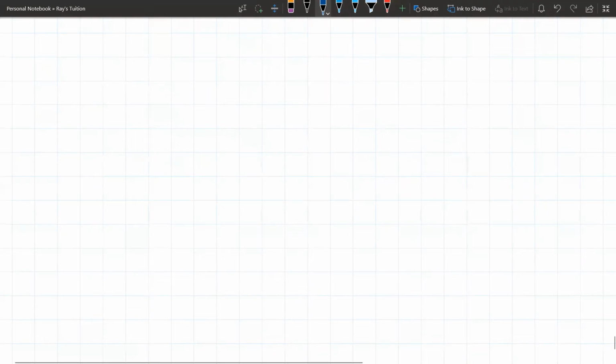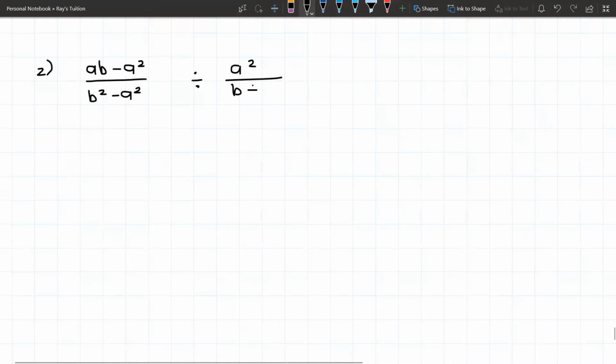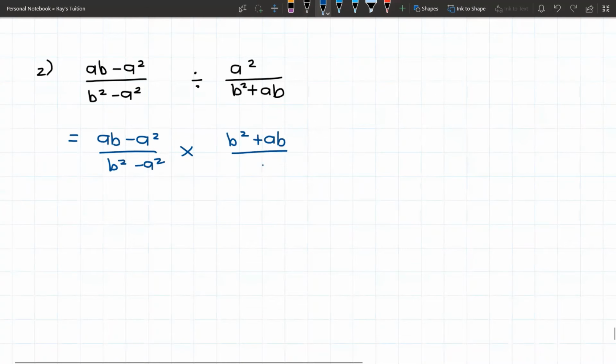Let us have a look at another one. So in the second one, we have ab minus a squared all over b squared minus a squared divided by a squared over b squared plus ab. Now we're going to do the tip and times. So this here is equal to ab minus a squared over b squared minus a squared times b squared plus ab over a squared.